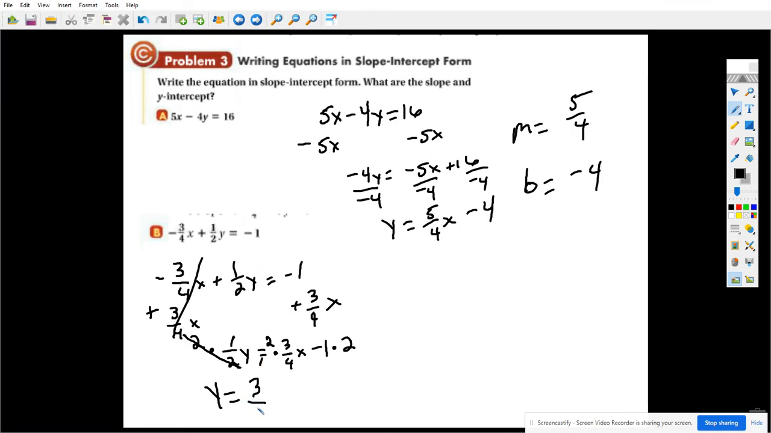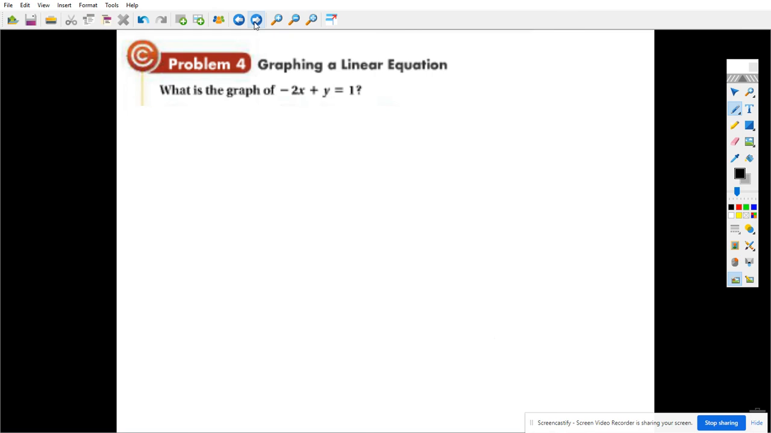Okay, 3 over 2x, that's my slope. Negative 1 times 2 is minus 2. And my slope is 3 over 2. My y-intercept is negative 2. So again, solving for y is 2 steps. Move the x term, multiply or divide by the coefficient.